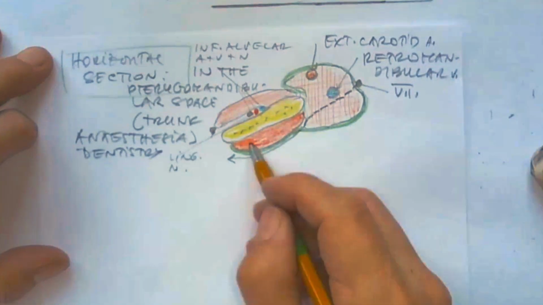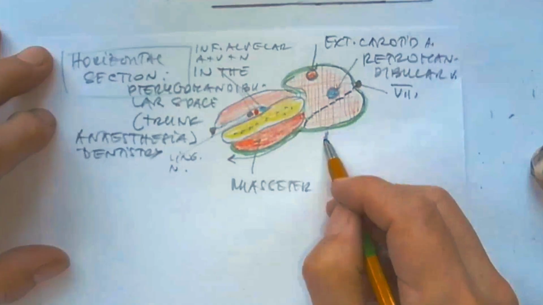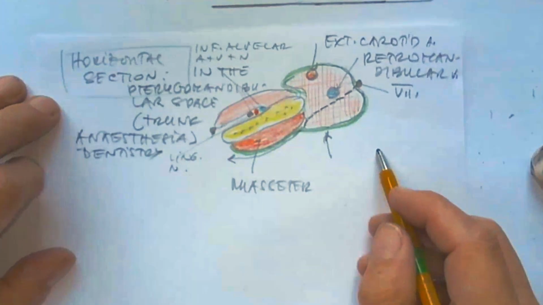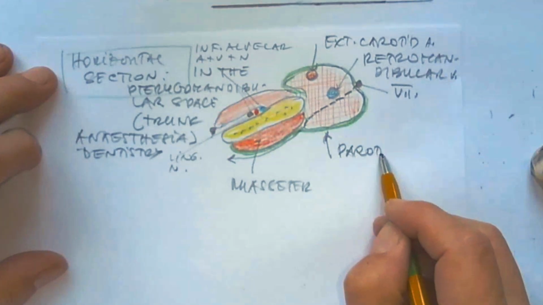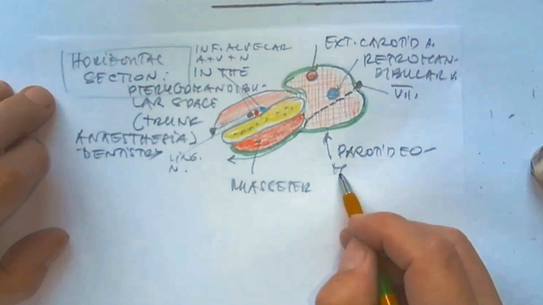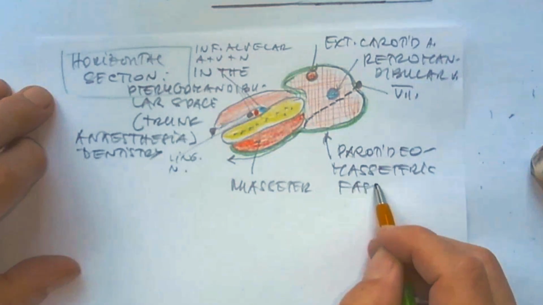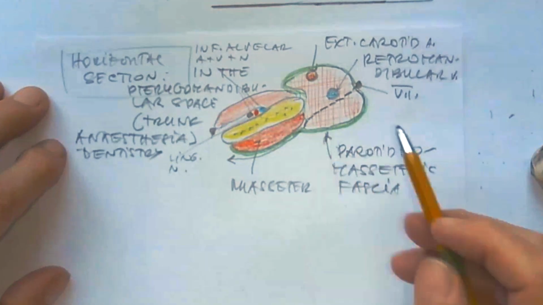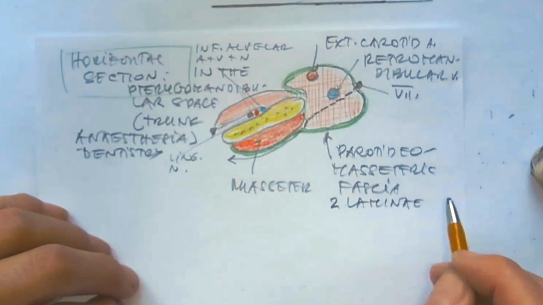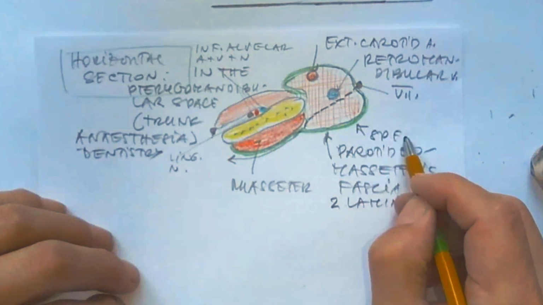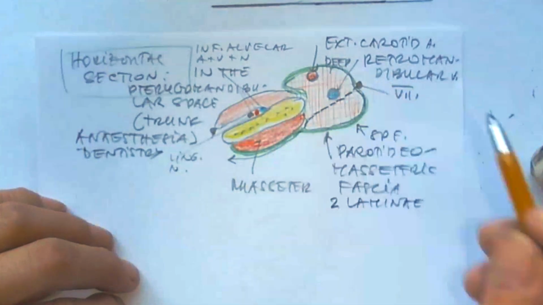Then branches. Then here is the masseter muscle, and the fascia covering both is called the parotidomasseteric fascia. And as you see, the parotidomasseteric fascia has 2 layers, 2 laminae, yes, that one is superficial and that one is deep. Superficial and deep, easy.